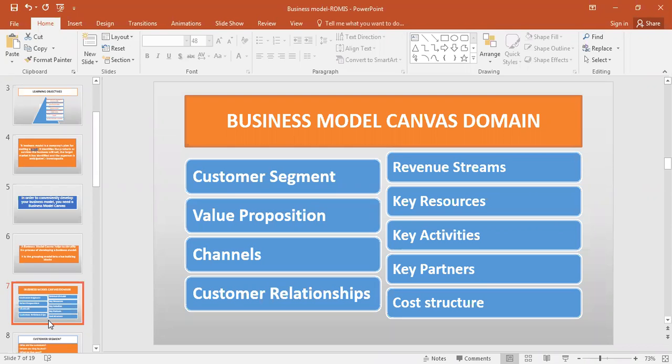So if you understand this, then you have a clear understanding of your business. It will be easy for you to communicate your business. And the business model canvas is presented in only one page.